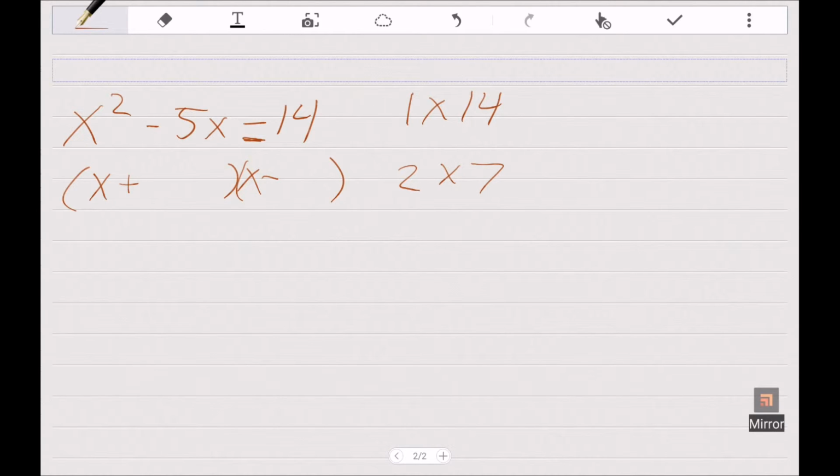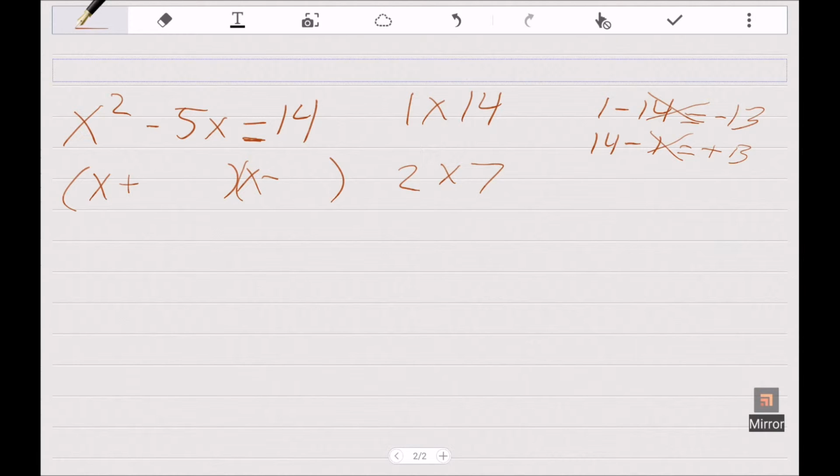Now, let's see what kind of combinations we can do to make these. We can either do 1 minus 14 or 14 minus 1. Because if our 14 is negative, then 1 plus negative 14 would be the same as 1 minus 14. But that's negative 13, so that's not any good. 14 minus 1 is positive 13. We don't need a 13 or a positive, so that's not useful.